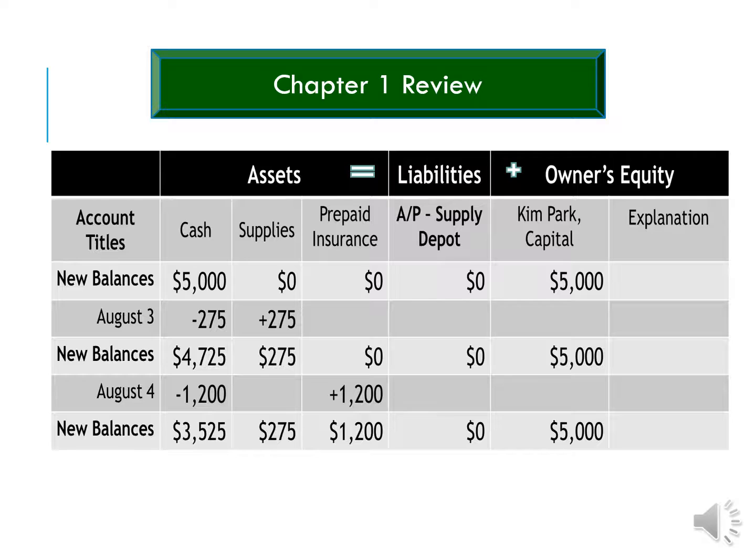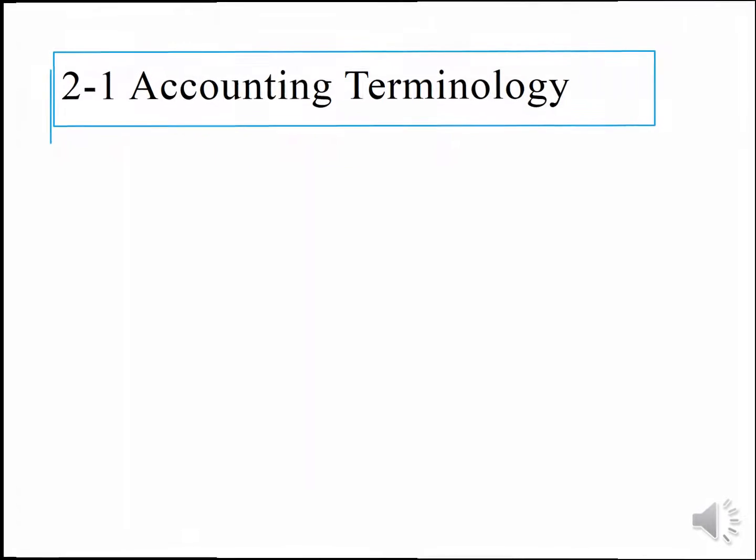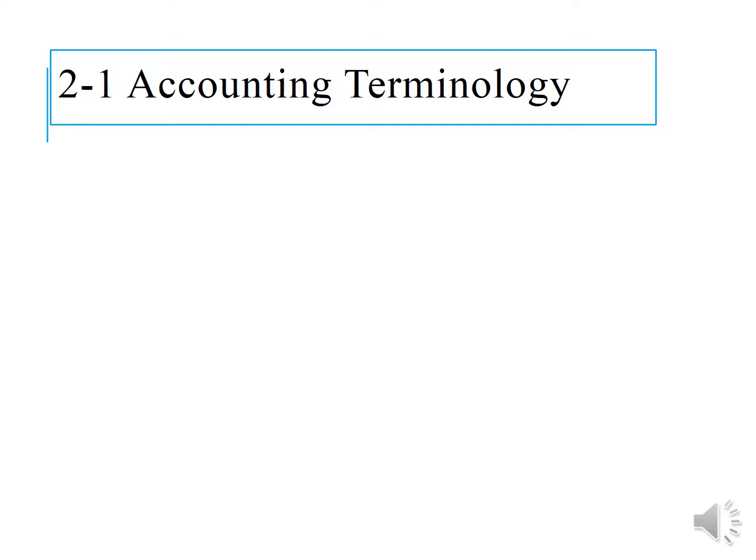In Chapter 1, we learned how to classify accounts according to the accounting equation. We determined whether accounts were assets, liabilities, or owner's equity. After we determined the transaction, we also calculated their new balances for each account. We know that assets must equal liabilities plus owner's equity. In Chapter 2, we are going to learn how to use T accounts to analyze our transactions.